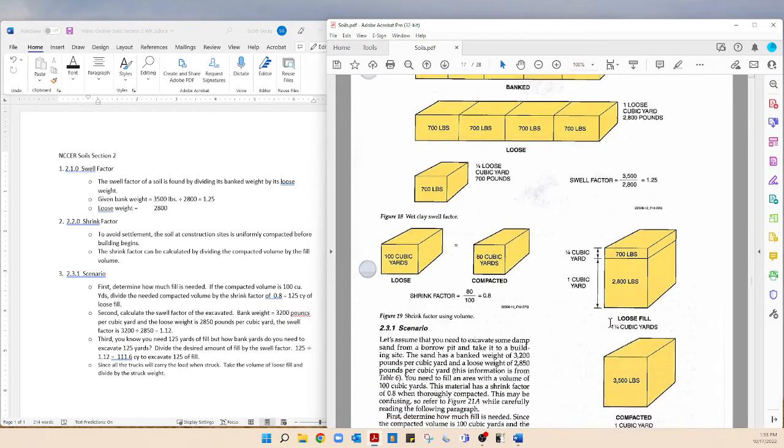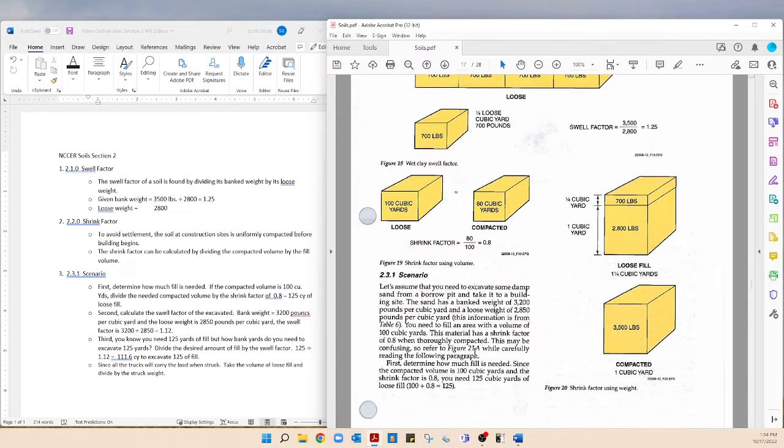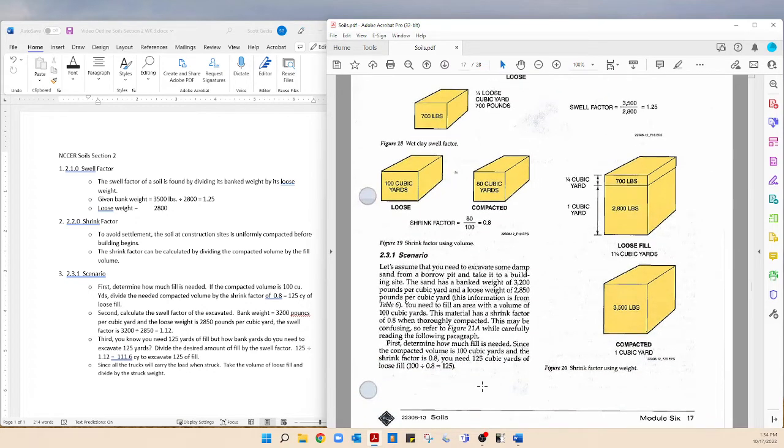So here we have the scenario, and this is the essence, as I said, of the module to me. The swell and the shrink factors are just to get us to be able to do this. And let's look at this scenario, and this is going to be your problem. I want your assignment. I want you to read this scenario. I want you, to the best of your ability, to understand. This is pretty simple, just not going to take up your time with it.